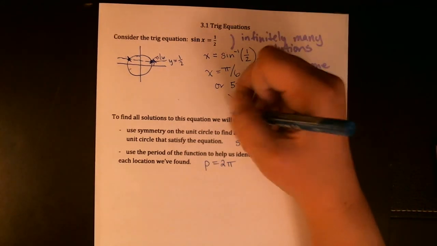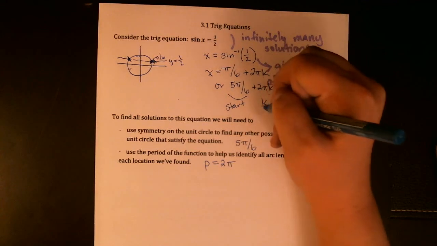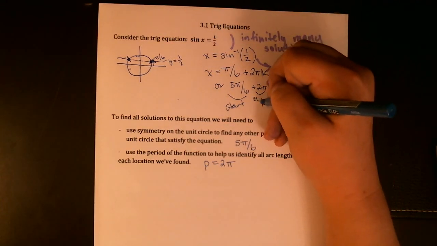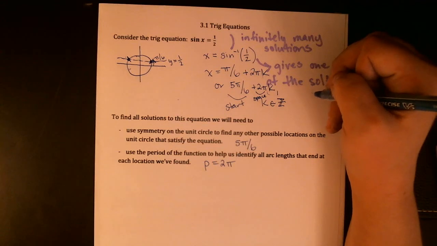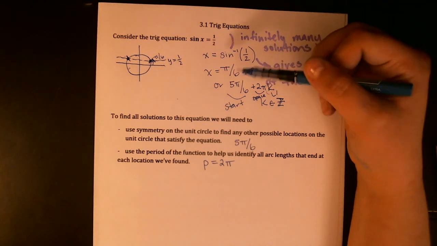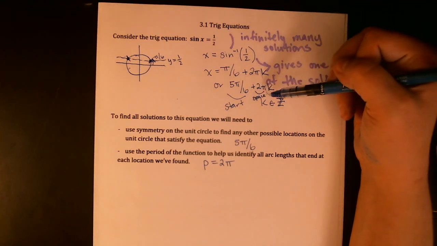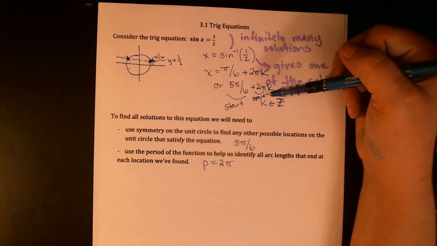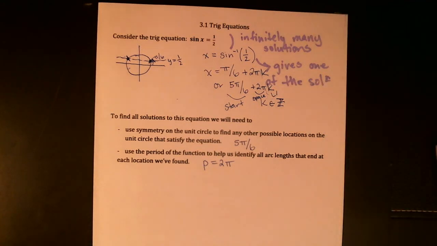So what we've got is a starting point, and the period part tells us the spacing between our solutions. And then the k tells us the number of spaces that we've gone. So if k equals 3, then we've started at 5 pi over 6, and we have taken that increment between our solutions and traveled it 3 times, which means we should still be at a solution. It's a different one, but it's still a solution. So that's going to be your process. Pick out one arc length that lands at each point, and then use the period to give all the rest of the solutions. All right, thanks for watching.